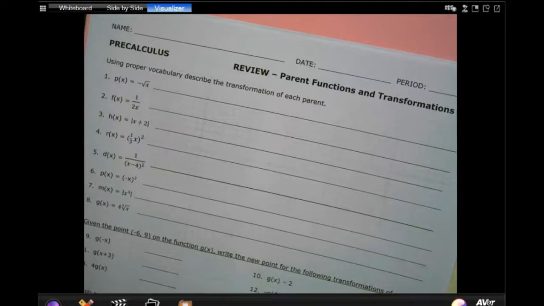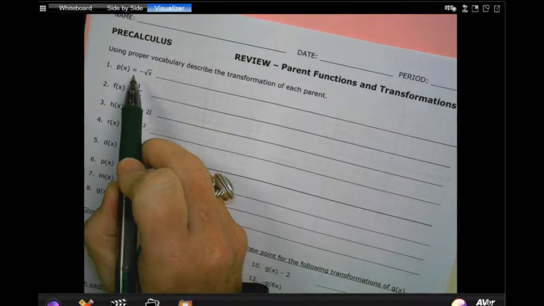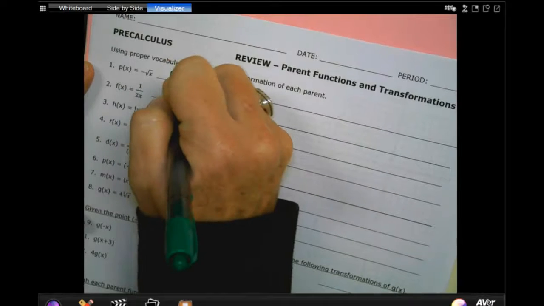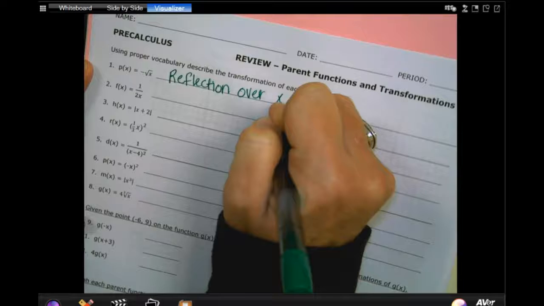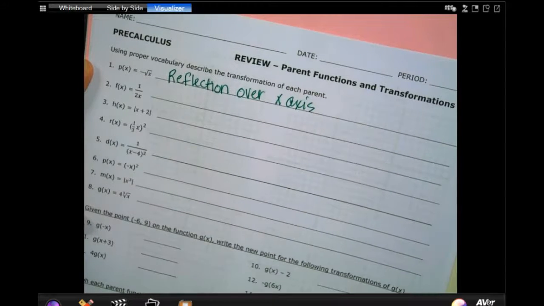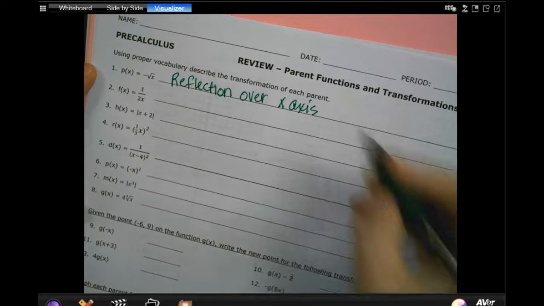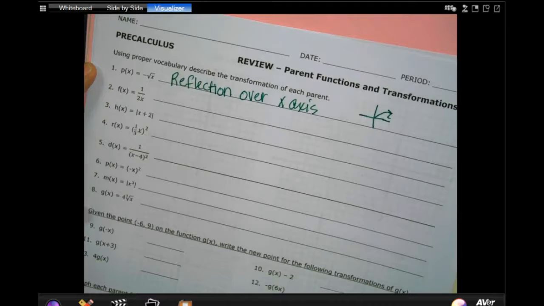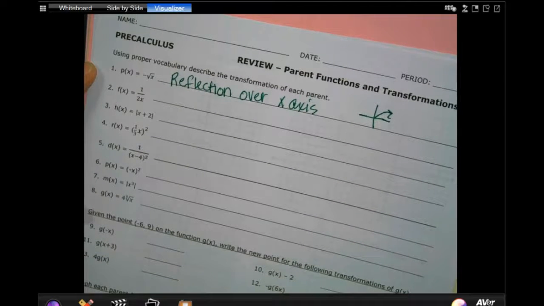Okay, so let's get it right. Which variable are you multiplying if it's outside? Y. So it's a reflection over the x-axis. So it's a reflection over the x-axis. And so just to kind of help you a little bit, so the square root function looks like this, right? It would be, correct.